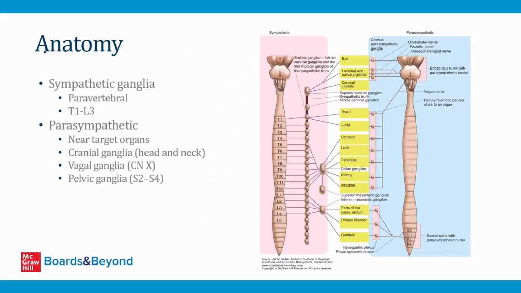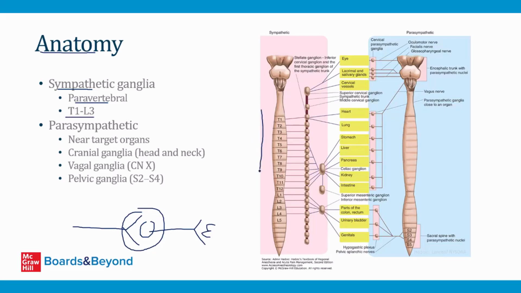Let's talk in a little bit more detail about the anatomy of the autonomic nervous system. So remember what I said before, that autonomic or involuntary functions require two neurons. The first neuron is going to synapse on the second neuron, and that's going to go and synapse on some effector site. And this place where the first neurons are synapsing on the second neurons, remember we said that's called a ganglia. So the ganglia for the sympathetic nervous system are all found close to the spinal cord. They're called paravertebral ganglia. They're found at the spinal cord at the level of T1 to L3.